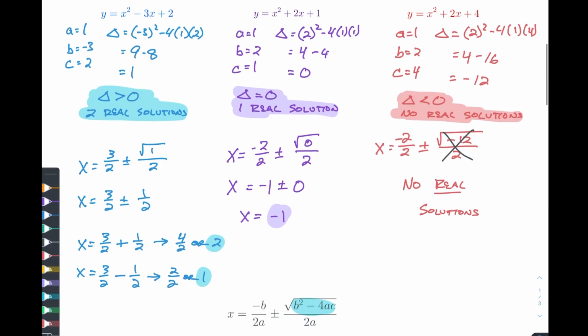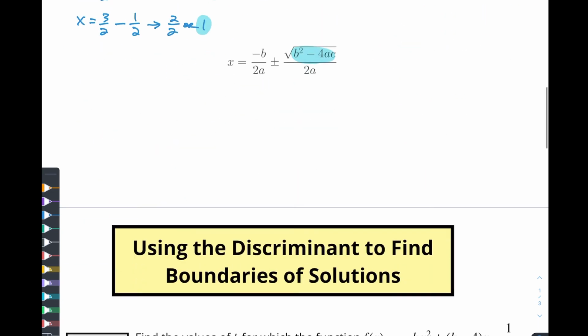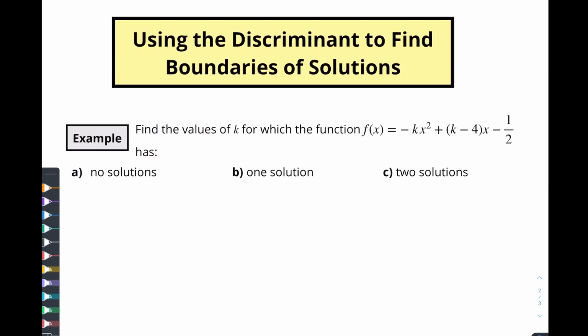So what happens if we want to look at a slightly more complicated question that you might see on an IB exam, where we've got these things that are constants representing a and b, but we don't know what they are, and we want to find out how many solutions this function can have? What are the boundaries to create no solutions, one solution, or two solutions?